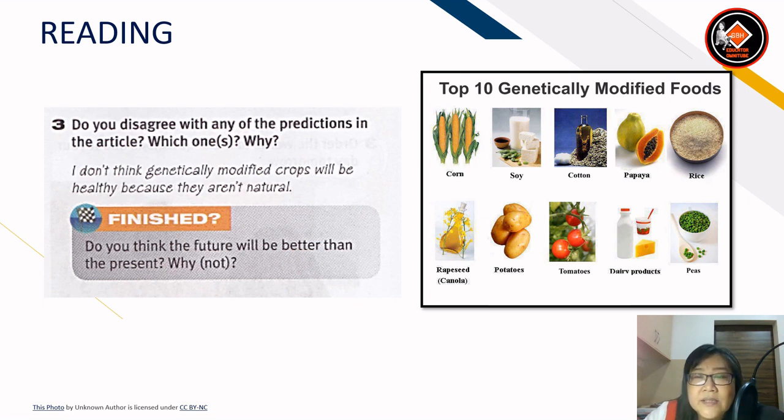So here you can see a picture of the top 10 genetically modified foods. So here you have corn, you have soy, cotton, papaya, rice, rapeseed, which is canola, and then you have potatoes, tomatoes, dairy products, and also peas.